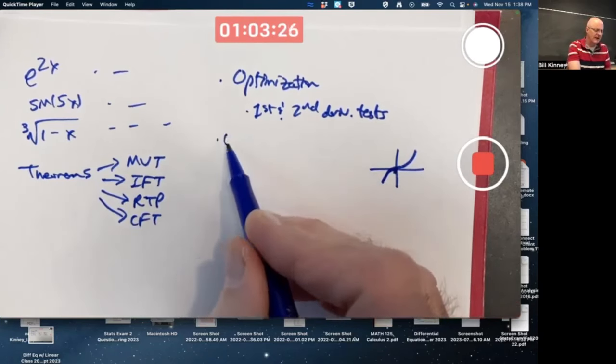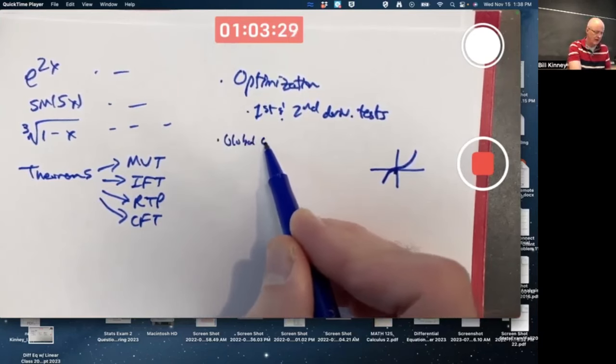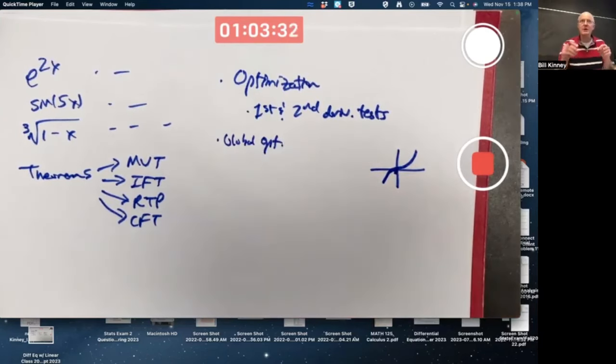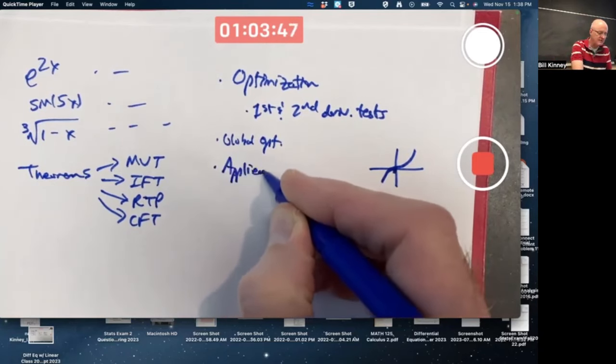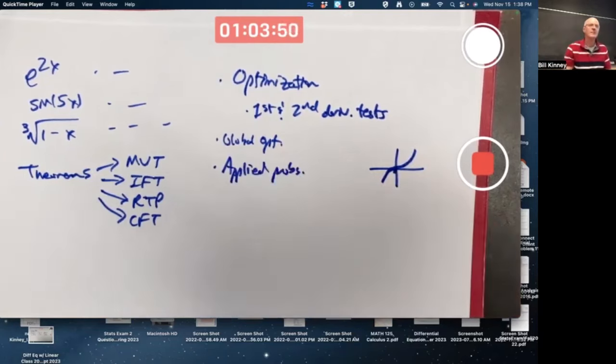There was the global optimization, where you had closed intervals, and you also had to check the endpoints. Not just the critical points in the interior, but also the endpoints. The global max or min could occur at the endpoints. There was the practical applied problems, the word problems. Maximizing or minimizing surface area for a given volume, for example. You can also maximize volume for a given surface area for cylinders and that kind of thing.